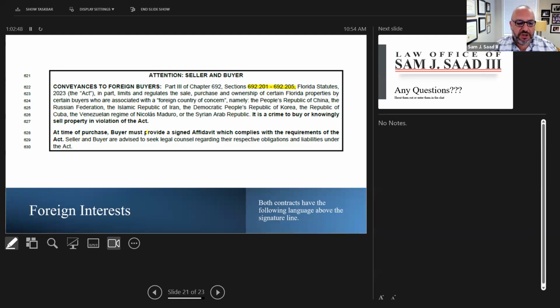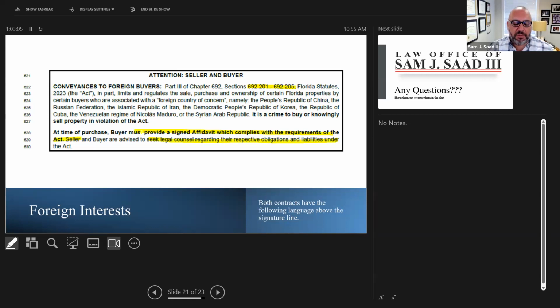And at the time of purchase, the buyer must provide a signed affidavit complying with the requirements of the act. And they are advised to seek legal counsel regarding their obligations and liabilities. I will tell you, this law is totally screwed up.